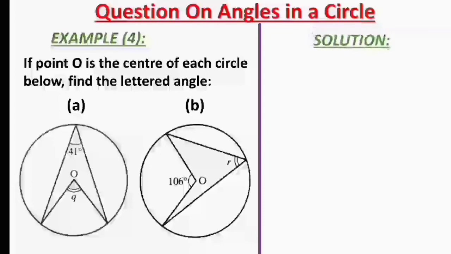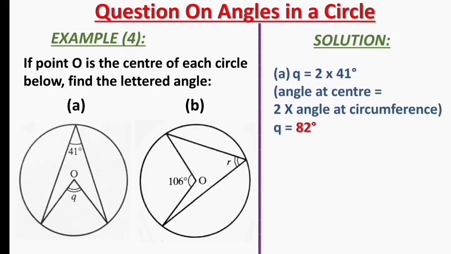From the solution, for question A, we are looking for an angle at the center of the circle, which is angle Q. From the solution, angle Q, being the angle at the center of the circle, should be twice the angle at the circumference, which is 2 times 41 degrees. Angle Q is 82 degrees, because the angle at the center is twice the angle at the circumference.